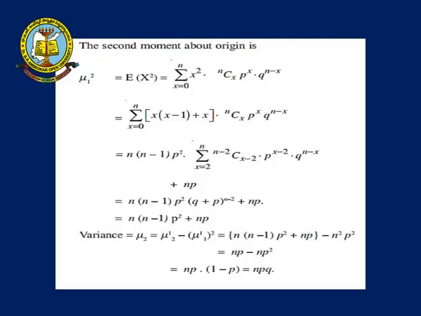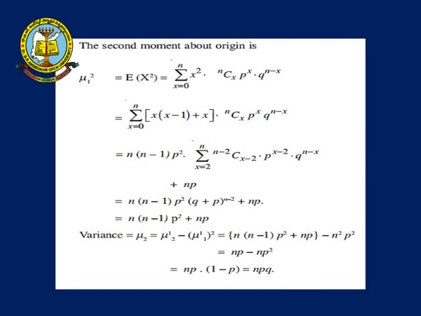The second moment about the origin is mu2 dash, that is expectation of x square, summing over x equal to 0 to n of x square into its probability mass function, that is nCx p power x q to the power of n minus x. Now, we can decompose two terms of that summation: n(n minus 1) p square is taken outside, n minus 2 C x minus 2 into p to the power of x minus 2 into q to the power of n minus x, plus np. After simplifying this summation, we will get n(n minus 1) p square plus np.